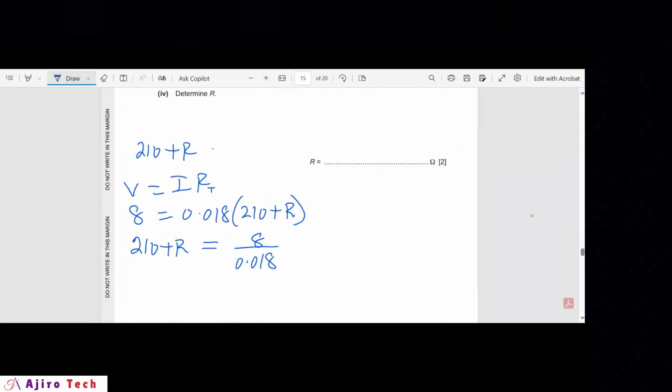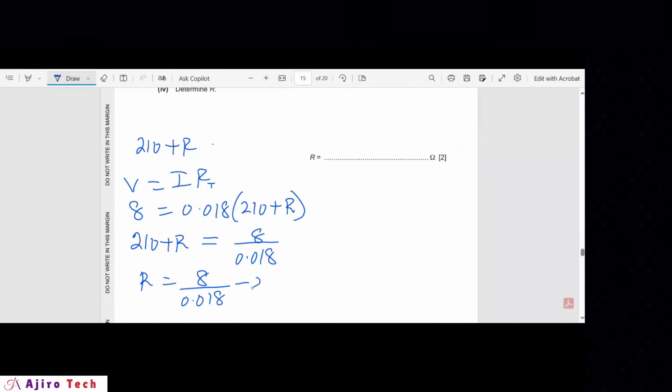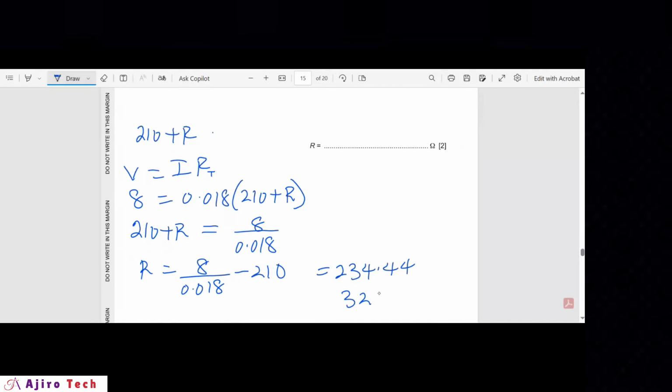So eventually, R will give me 8 over 0.018 minus 210. Putting it in the calculator, that's 234.44. So that will be about 230. That's 230 ohms.